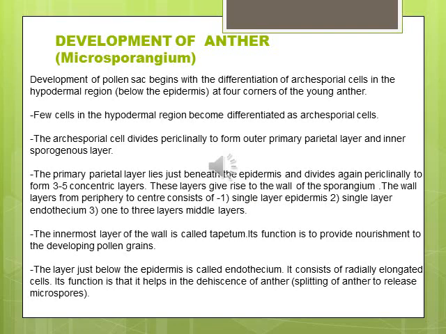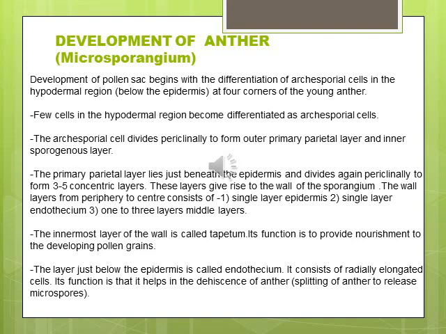Now, how does the development of microsporangium occur? Microsporangium is the pollen sac. Sporangia means sac and microsporangium means pollen sac. How does it occur inside the anther? Now remember, anther is a bilobed structure. Bilobed means it has two lobes and each lobe has two pollen sacs. So therefore, anther has a total of 4 pollen sacs.